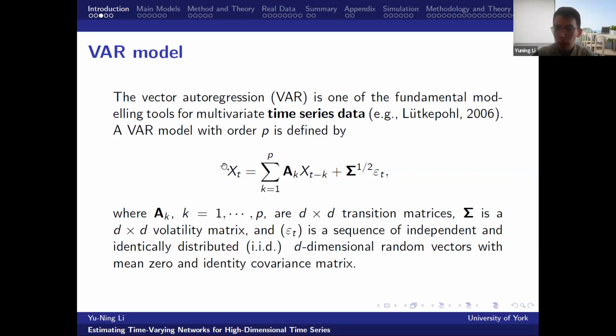Here, x_t is our observation vector at time t. A is the transition matrix. Sigma is the covariance matrix of the errors. And epsilon_t is a sequence of IID random vectors with mean zero and identity covariance matrix.